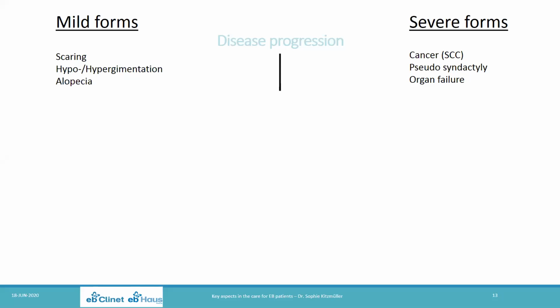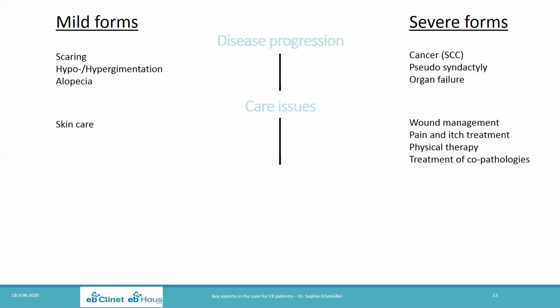With severe forms, of course, there are more severe degrees of disease progression. Like in very severe forms, you have cancer coming up, as I told before. You have so-called pseudosyndactyly, which is a stiffening and a growing together, a fusion of fingers and toes, which makes it hard to move them and to stretch them, which of course is a major impact in the daily life of those patients. And also in very late progression, you might have to deal with organ failure.